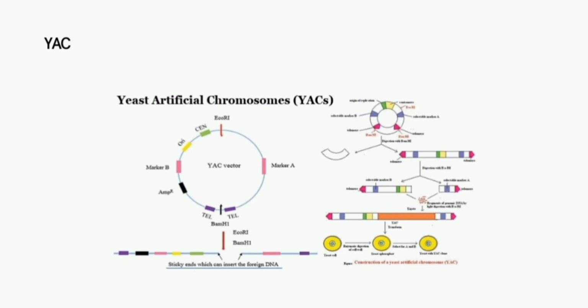And in this yeast artificial chromosome we are able to see the markers like A and B, then the EcoRI site, origin of replication, then centromere sequence and ampicillin.